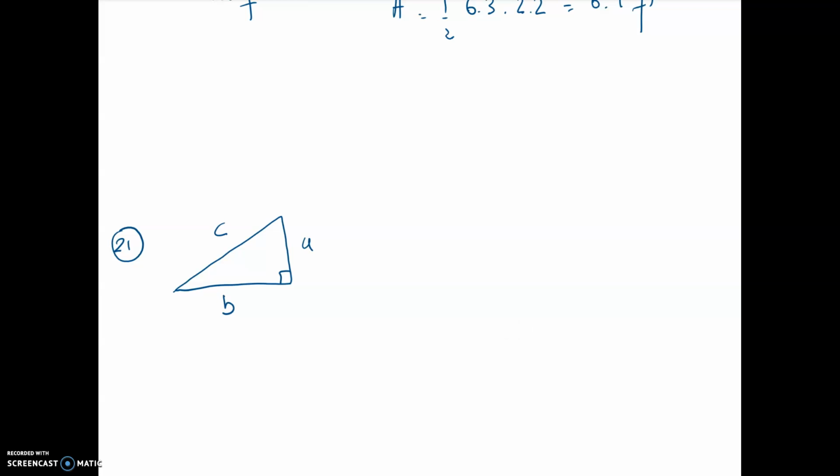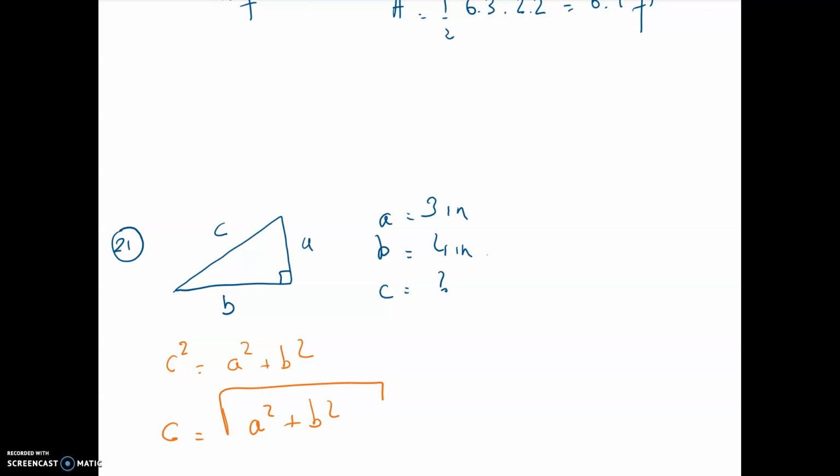So in that case, they are giving you A equal 3 inches, and B equal 4 inches, and the question is find C. So how are you going to find C? Well, to find C, I'm going to use the Pythagorean Theorem, which says that the square of your hypotenuse, which is the longest side, is equal to the sum of the squares of the two other sides, which is in that case A squared plus B squared. So that means C will be equal to the square root of A squared plus B squared.